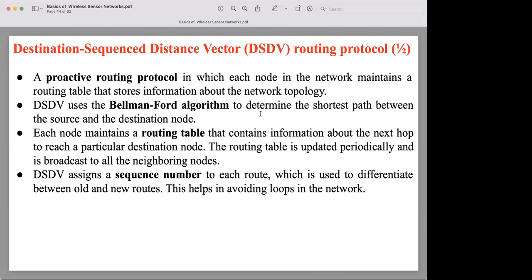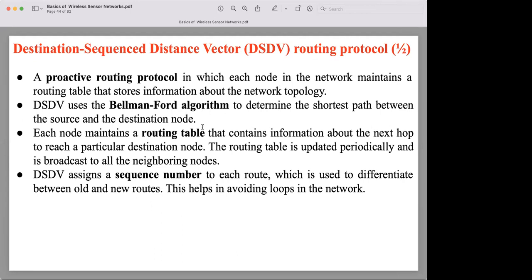Third one is the DSDV routing protocol, and this is the first one, the proactive routing protocol. That means in that case you have the entire network topology information saved inside the table. And this is based on the all-pair shortest path Bellman-Ford algorithm in data structures, if you've gone through it. So make the matrix, find out the shortest path, and work accordingly.